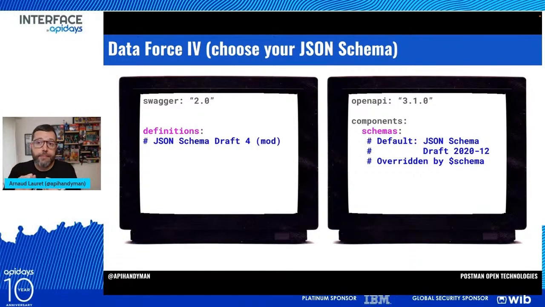In 3.1, we jump to the latest version available, or at least the version that was available at the moment the specification was released, so draft 2020-12. And icing on the cake, in OpenAPI 3.1, you can tell which version of JSON schema you use. So if you want to use an older version, you can.